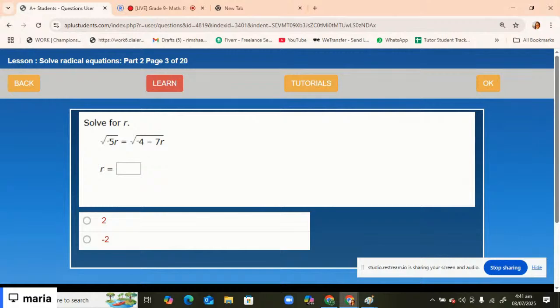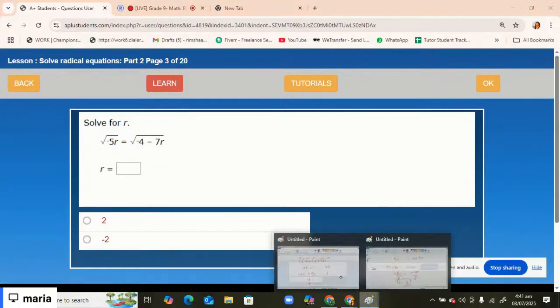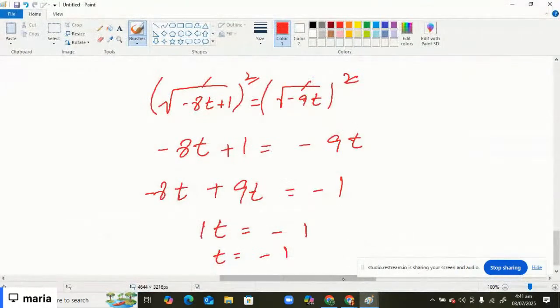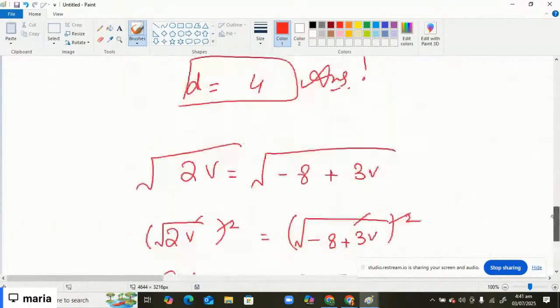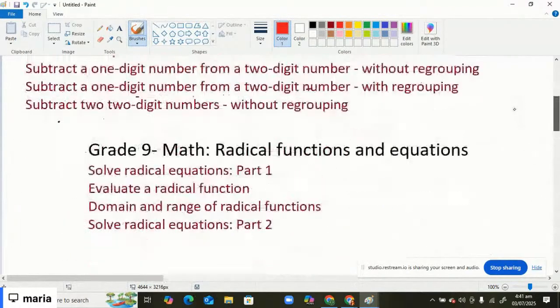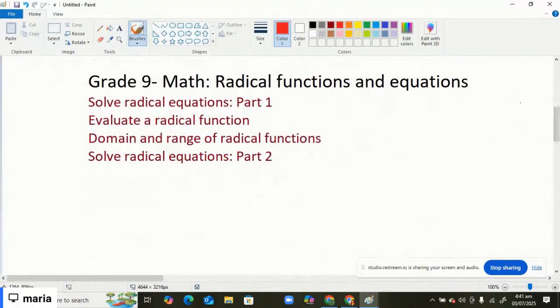So hope you guys understand this lesson as well. So solve the rest of the test questions regarding this lesson by yourself. Today we covered grade 9 maths. The chapter we covered today is radical function and equations. These are the lessons: solve radical equation part 1, evaluate radical function, domain and range of radical function, and solve radical equation part 2.